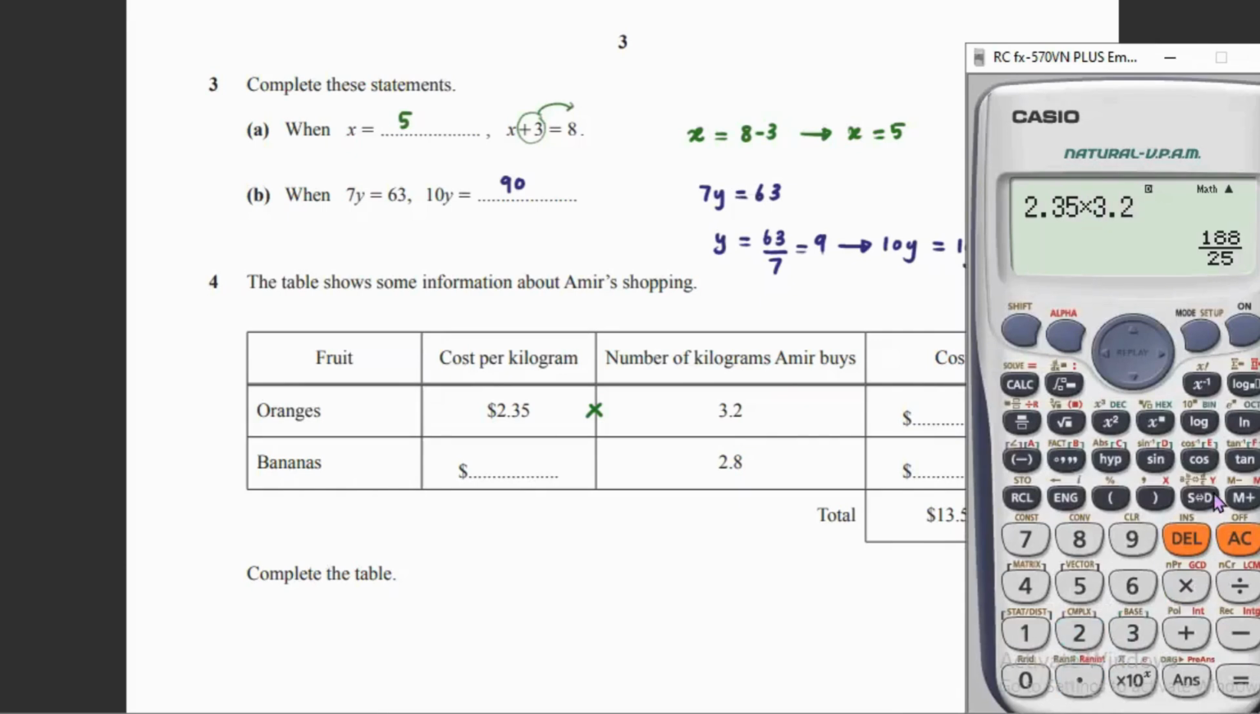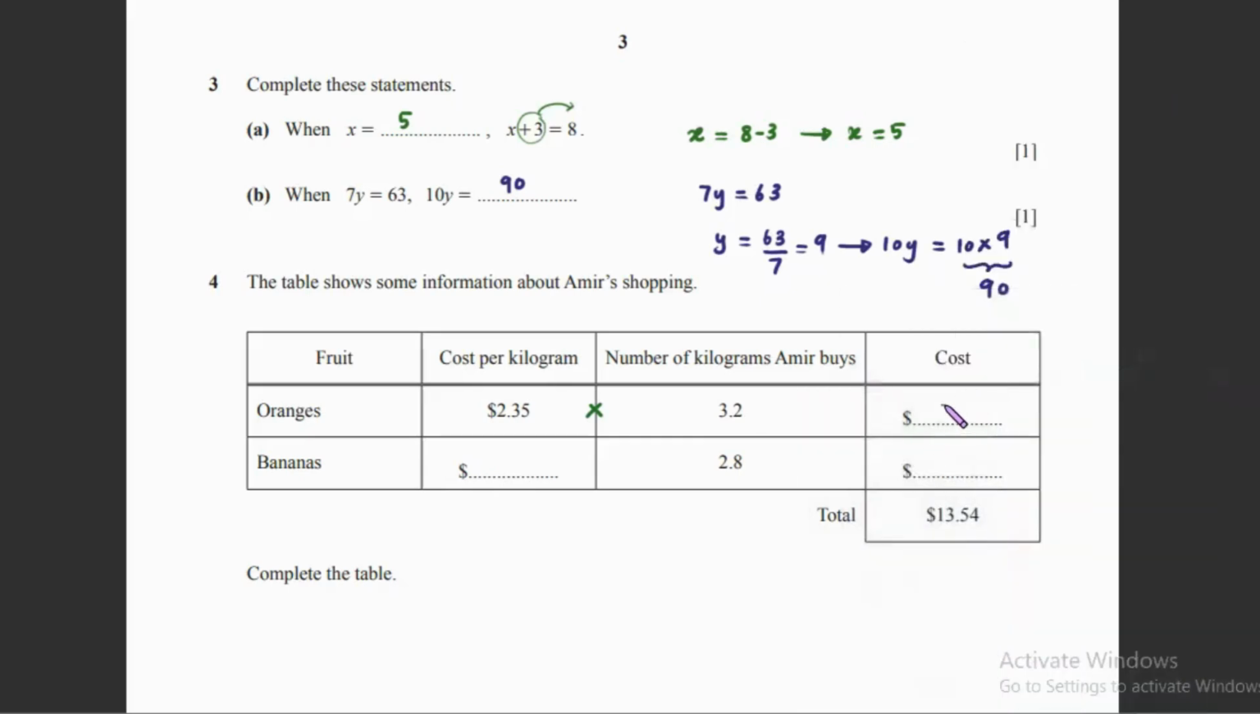This gives us $7.52. This is going to be the amount spent on oranges. Now I need to fill these two blanks. Now the total cost for oranges and bananas together is $13.54, which means for me to find this amount that is here, I need to deduct the 7.52 from 13.54.